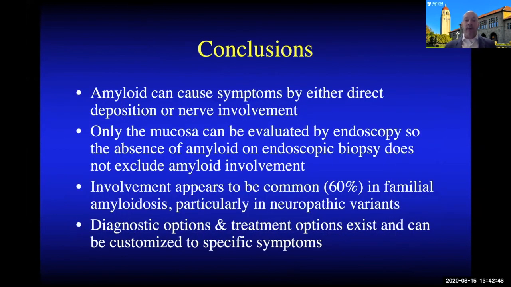So to conclude, we can see gastrointestinal symptoms with amyloid by either direct deposition or by nerve involvement. Only the inner lining, referred to as mucosa, can be evaluated with endoscopy because the biopsies don't get to deeper layers than that. And proper staining is typically recommended to make the diagnosis. Involvement appears to be common in variants which are neuropathic, but it's unclear if it's higher than the general population in wild type and cardiac variants. And we do have a large number of diagnostic options as well as treatments which are available, which we can customize towards those specific symptoms which are present.